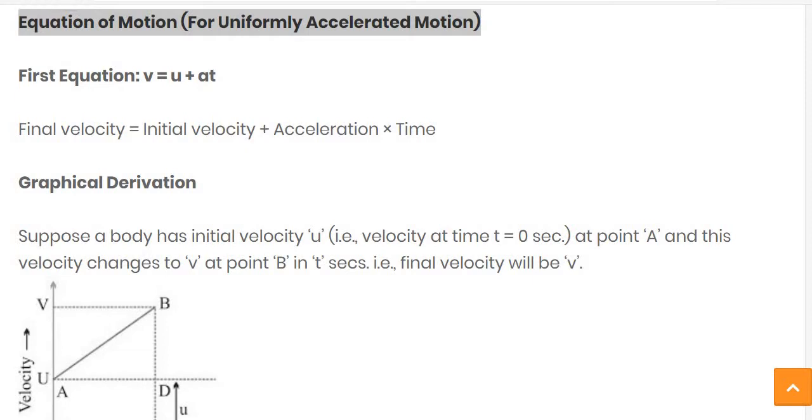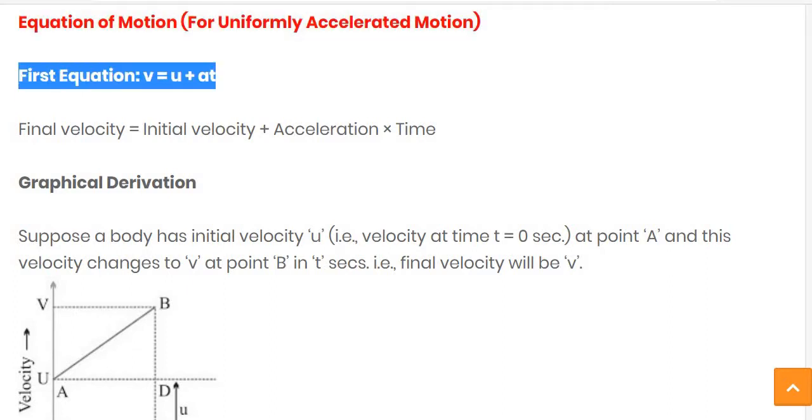We will see about the equations of motion for uniformly accelerated motion. The first equation of motion is v is equal to u plus at, where v means the final velocity, u means the initial velocity, a means the acceleration and t means time.